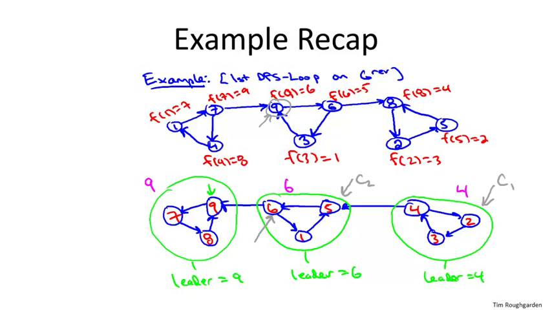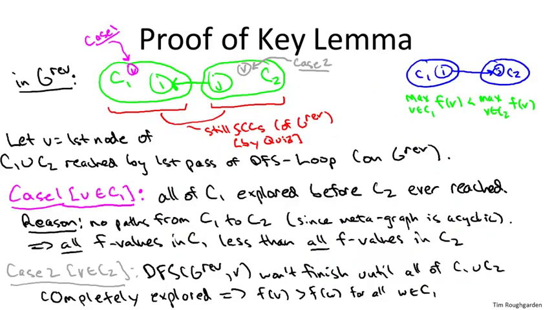So that wraps it up. We had 2 cases depending on whether in these 2 adjacent SCCs the first vertex encountered was in the C1 or in C2. Either way, it doesn't matter. The largest finishing time has to be in C2. Sometimes it's bigger than everything. Sometimes it's just bigger than the biggest in C1, but it's all the same to us.